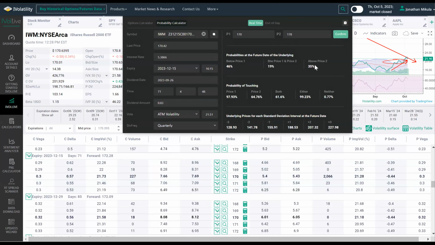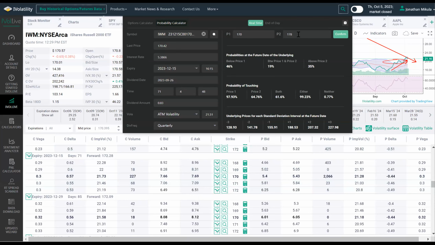And that doesn't mean the trade wouldn't be profitable along the way. For example, if IWM started going higher and implied volatility started going higher, this call option could be worth $8, and you could still sell that call option and make a profit. What the probability calculator is telling you is the odds of the underlying share price hitting certain levels, right?